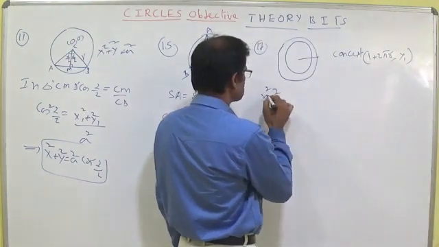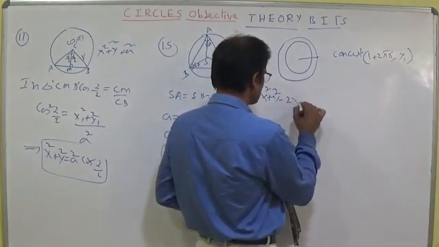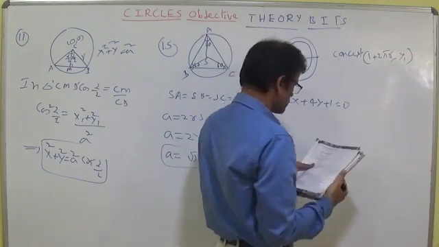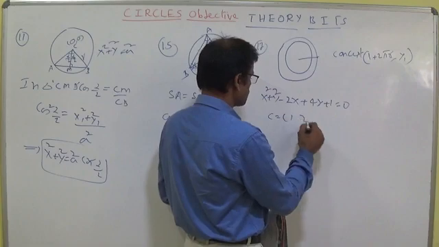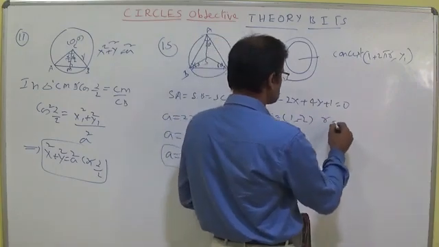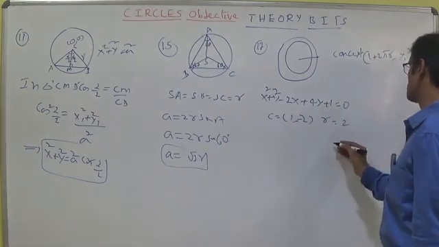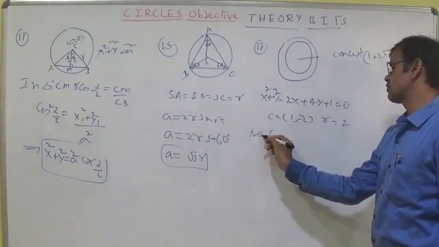So what is the given circle here? x square plus y square minus 2x plus 4y plus 1 equal to 0. Here the center C you can write as (1, minus 2). R is equal to root of g square plus f square minus c, that is 1 plus 4 minus 1, so it is 2. So now you can write the new center.